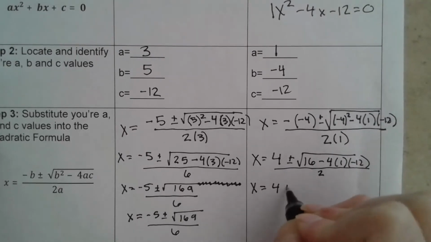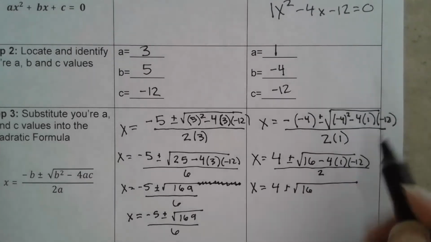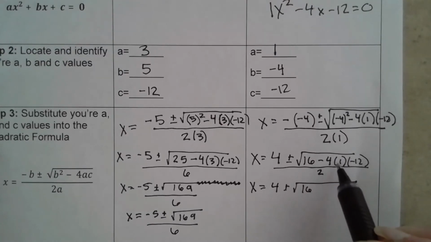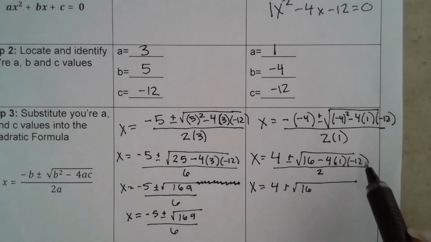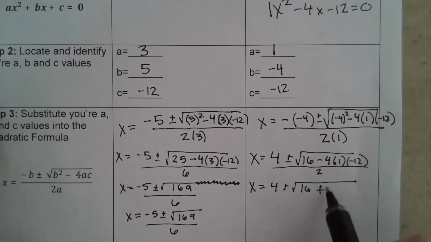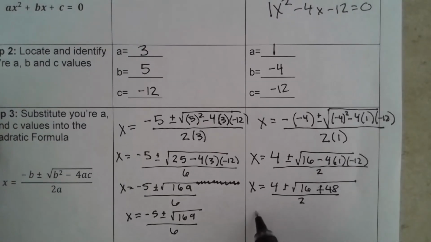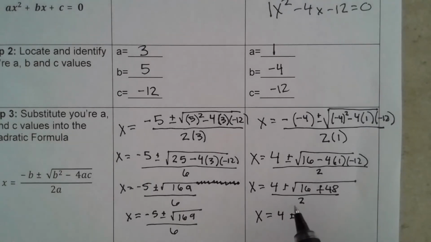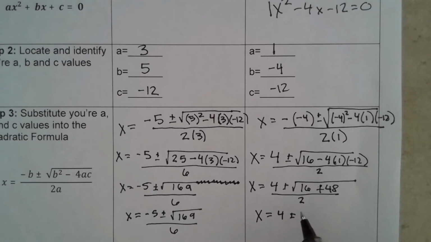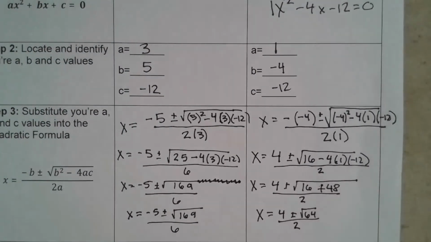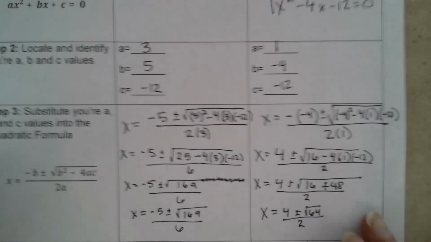So x equals 4 plus or minus 16. And this time I'm going to do it a little bit differently. I'm going to say negative 4 times 1 is negative 4 times negative 12. So negative 4 times negative 12, that's a positive 48. So x equals 4 plus or minus, and then I have 48 plus 16, or 16 plus 48, we know it doesn't matter, is 64. Okay. Do we know what the square root of 64 is? We do. We actually know it's 8. But I'm just going to leave it as is right now.